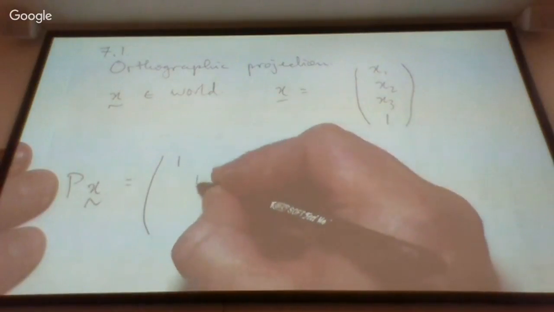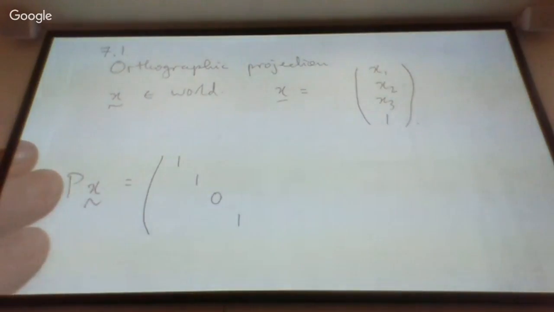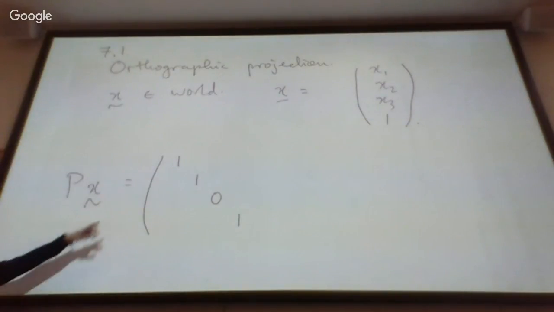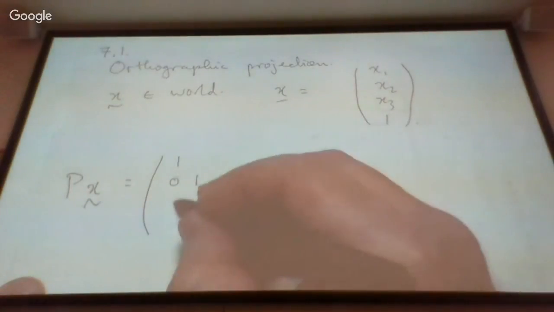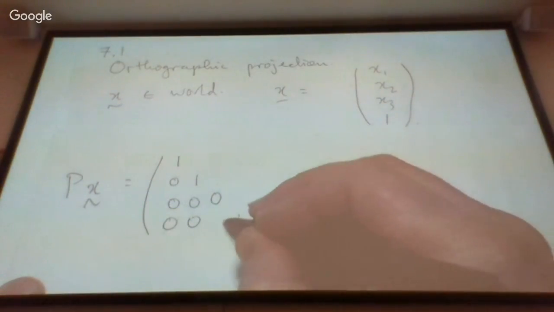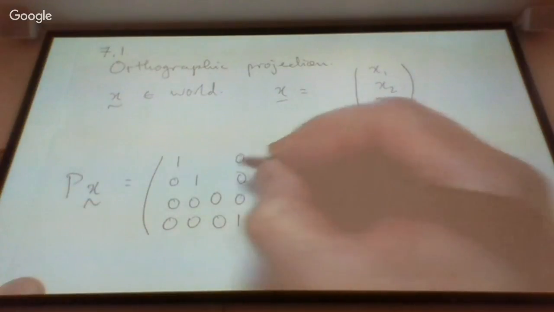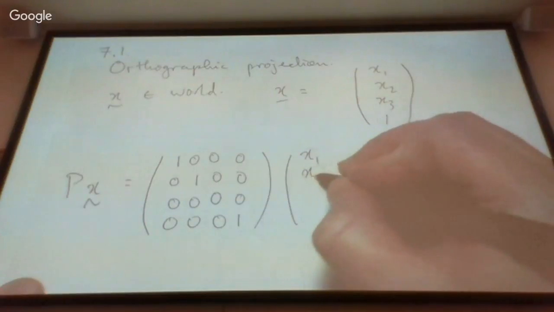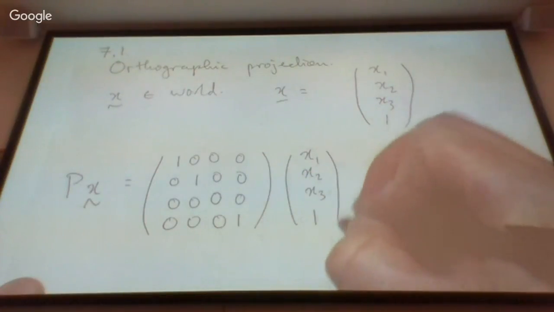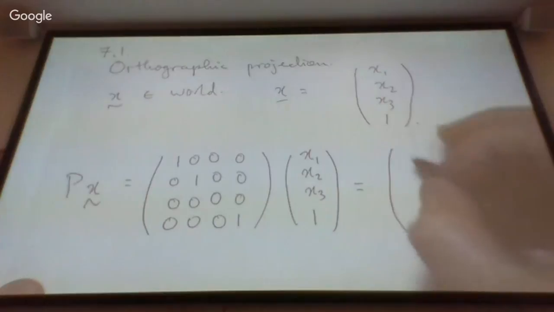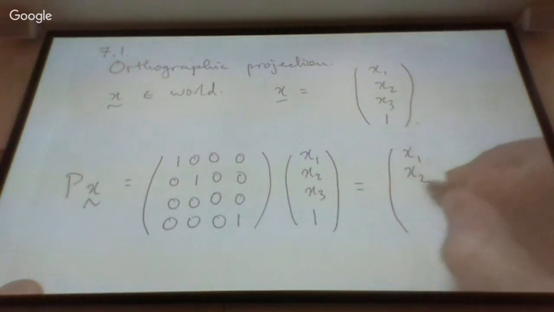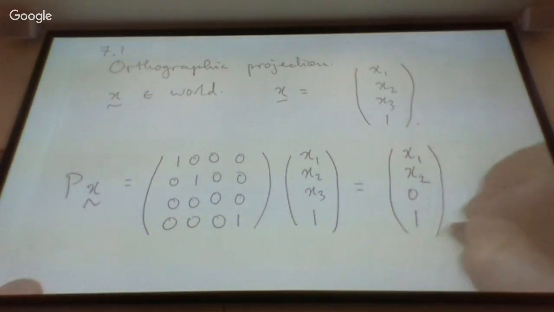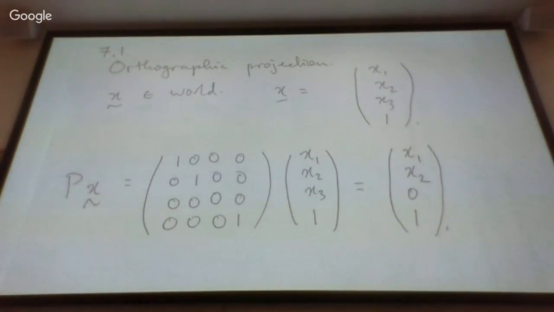remember our matrix P was like the identity matrix, except it had a zero in the third position down the diagonal. Everything else was zero. All the other entries, zero. When you multiply that by the vector x1, x2, x3, 1, you do the matrix multiplication, and you see it gives you exactly x1, x2, 0, 1. So this is just confirming that it does carry out the orthographic projection.